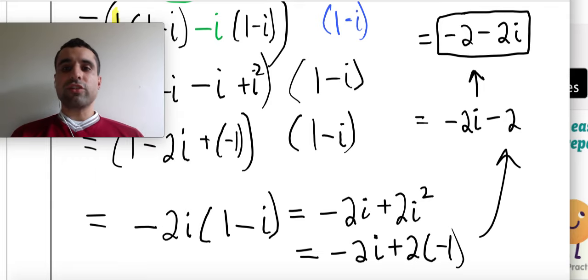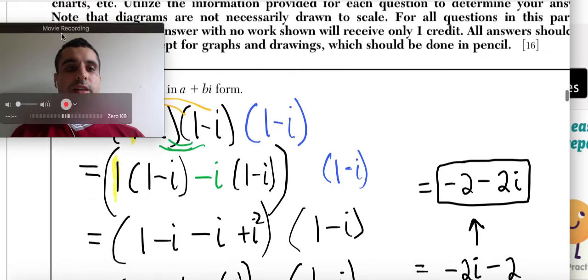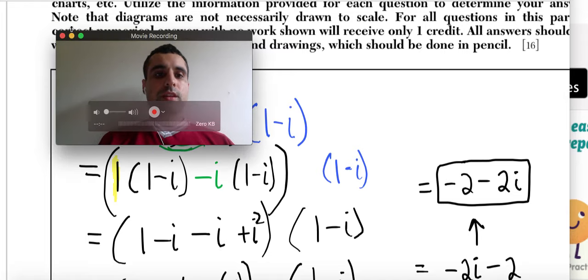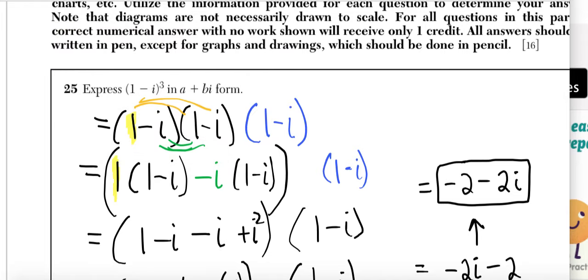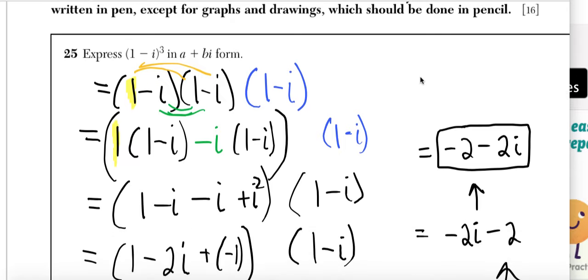Let's make sure we answered it. It said to express (1 - i)³ in a + bi form. So in a + bi form, it's negative 2 minus 2i.